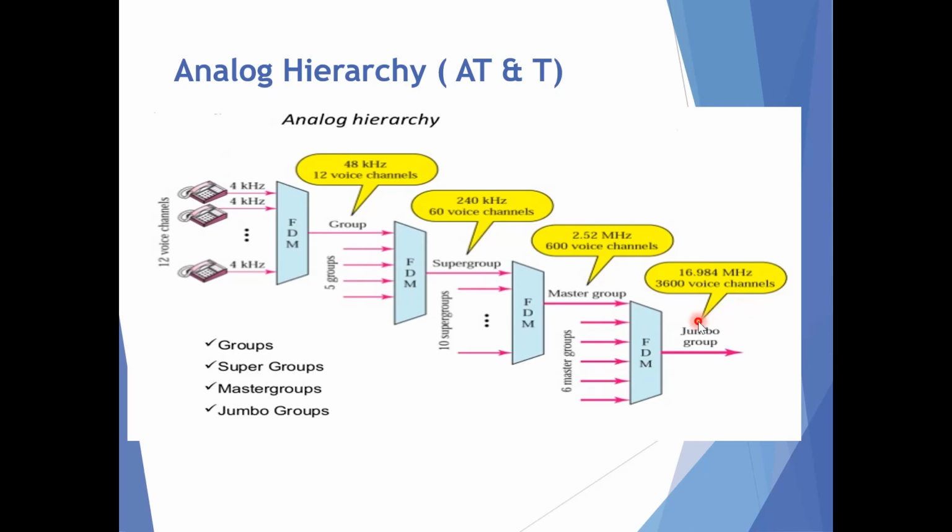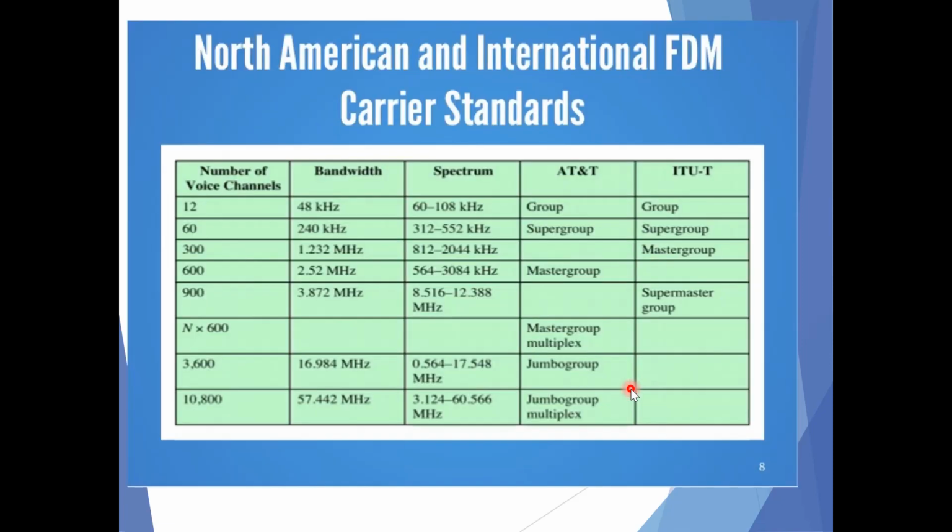So the advantage of FDM is that a large number of signals can be transmitted simultaneously. Here North American and international FDM carrier standards are given. The number of voice channels is 12, then in the second group 60, next third 300, next group 600, 900 and so on, with the bandwidth 48 kilohertz, then 240 kilohertz for these many voice channels.